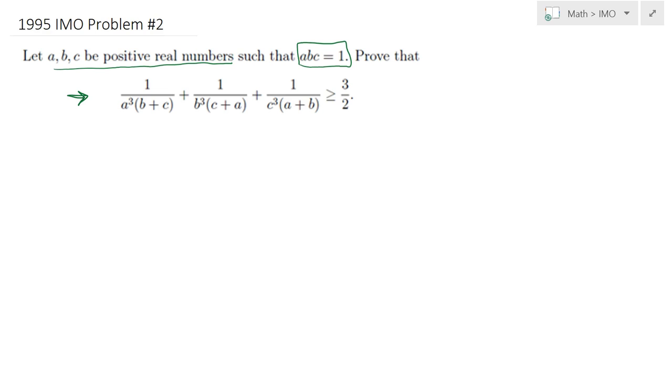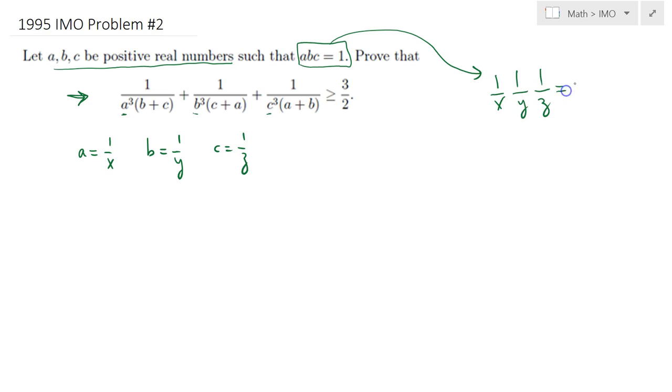Okay, so I will start with a substitution because these cubic terms in the denominator are quite annoying. So replace a with 1 over x, b with 1 over y, and c with 1 over z. Let's start with the condition here. The condition is replaced by 1 over x times 1 over y times 1 over z, which is still equal to 1, implying that x times y times z is equal to 1.